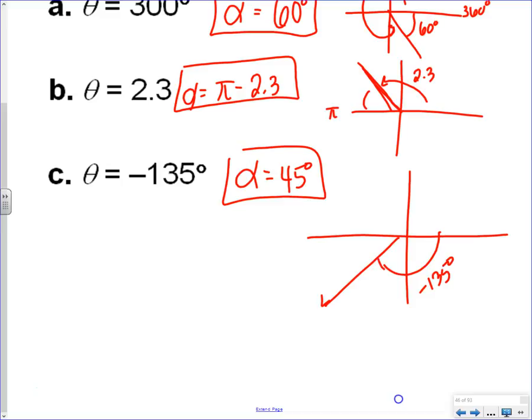Cool. Negative 135, he's a little bit shy. How much shy? 45 shy.